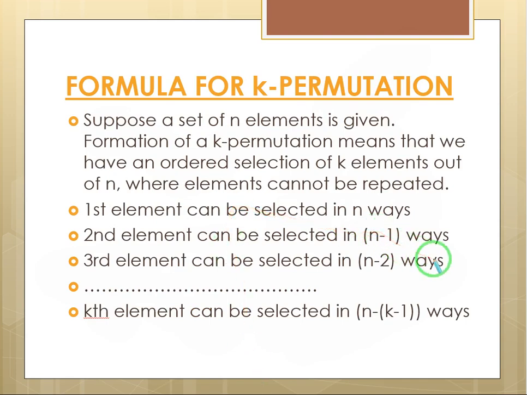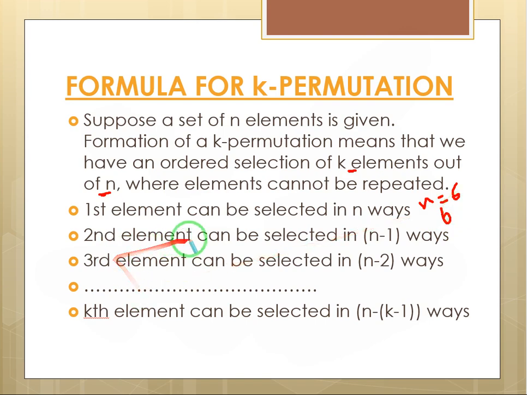So we have some formula for k-permutation. Suppose a set of n elements is given. For the formation of a k-permutation, we have an ordered selection of k elements out of n elements, where elements cannot be repeated. As I told you before, repetition is not allowed. The first element can be selected in n ways. Let's say n is equal to 6, so your starting will be from 6, then 5, 4, 3, 2, 1.